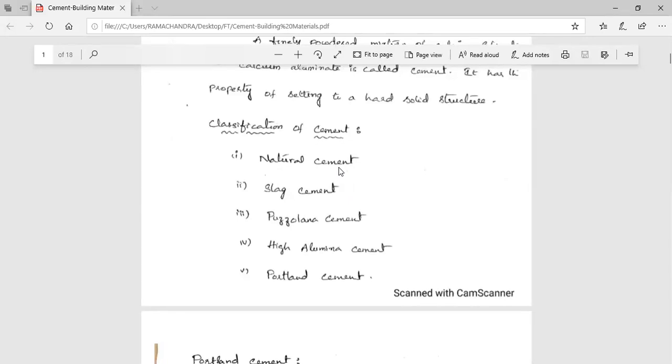This natural cement has rapid setting and possesses low strength. What is the composition of natural cement? Calcium silicate and calcium aluminate. When we apply higher temperature and heat, the components present in the clay react with the limestone to give calcium silicate and calcium aluminate. So that is natural cement.